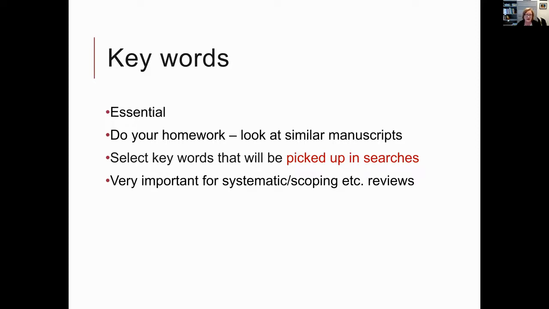Keywords are really important. You need to do your homework when selecting your keywords. Look at other similar manuscripts. You can see them on PubMed or whatever, however you're searching, Medline or whatever. You can look for the keywords. That way you can look in the articles that you've actually read to see what some of their keywords are. Sometimes you want to be really strategic and use keywords that are going to get picked up in systematic reviews, depending on the kind of research that you do. So think carefully about your keywords.